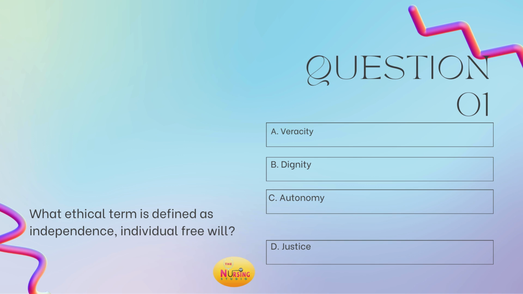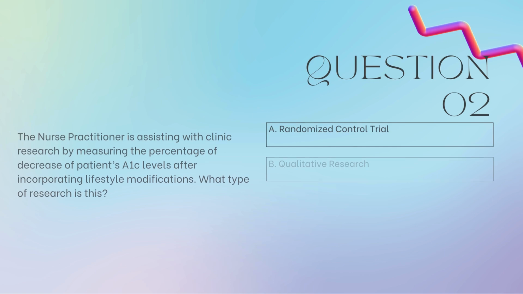Y'all know I always tell y'all with non-clinical, you've got to know the definitions, know the terms. And my thing that I always tell y'all is repetition is the key to retention. Do it over and over again. Write it out, do flashcards, quiz yourself so that you can keep it repetitively in your mind, right? But the answer for this is C, autonomy, okay? C, autonomy is independence, an individual's free will, okay?